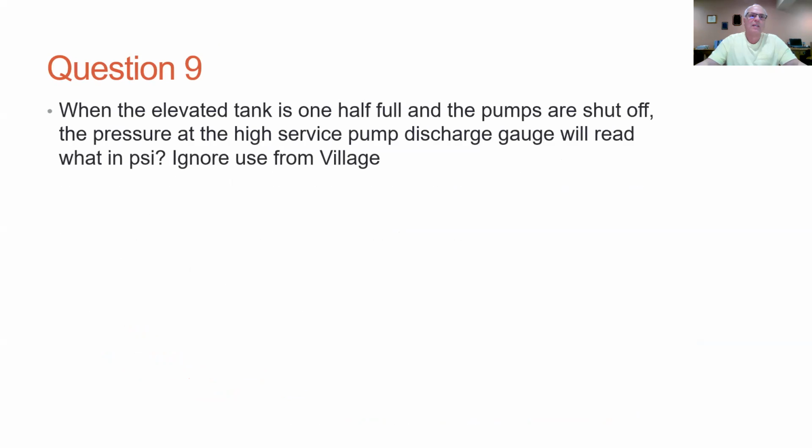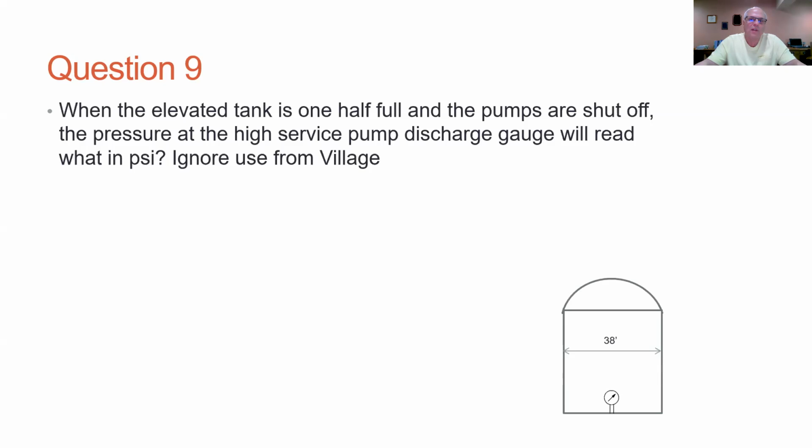Question number 9 is asking, when the elevated tank is 1/2 full, then all of the pumps are shut off. So we're not pumping any water. We got a 1/2 full tank. The pressure at the high service pump discharge gauge is going to read what in PSI? And you can ignore any use from the village. So basically they're saying, you shut your system down. You've only got a 1/2 full tank. How much pressure are you going to have at that center point of that pump?